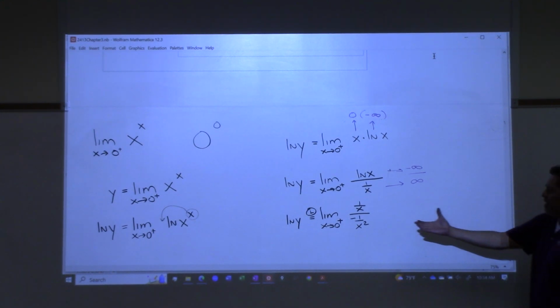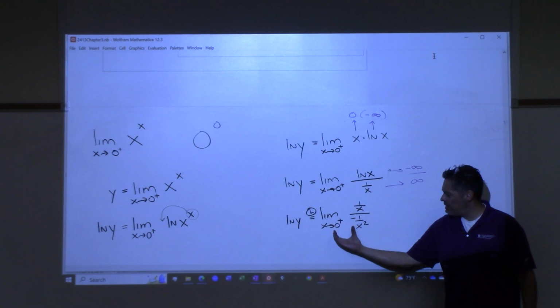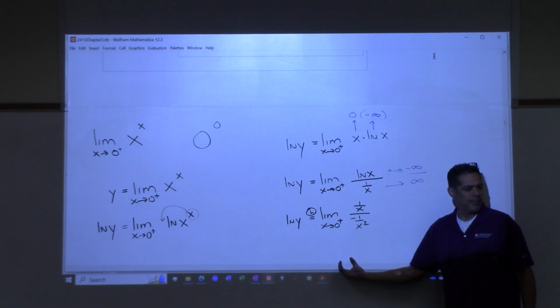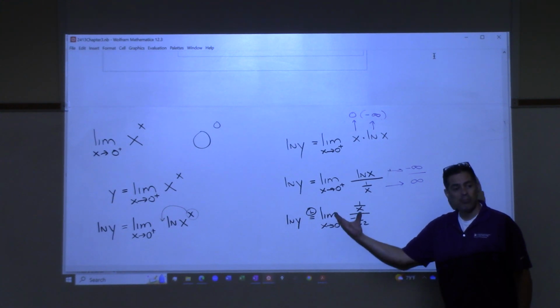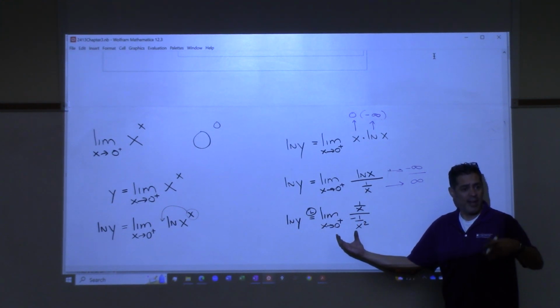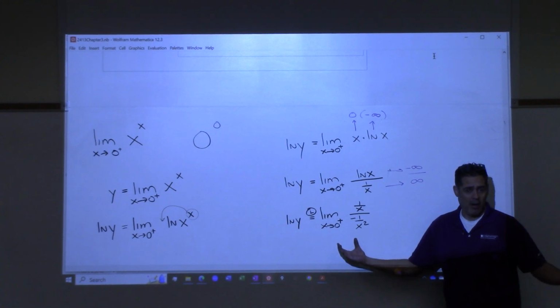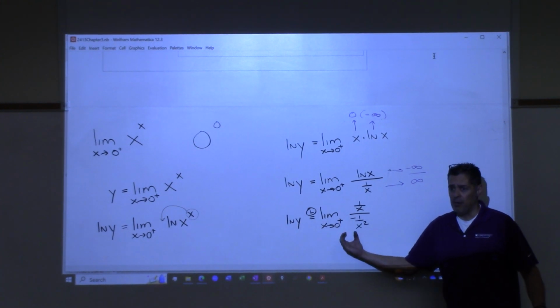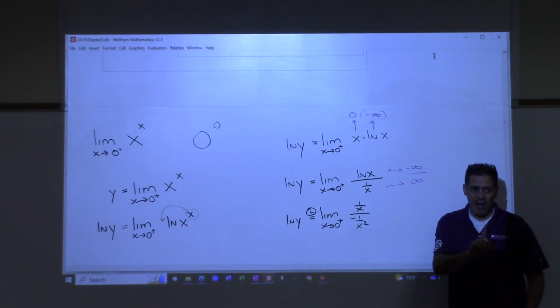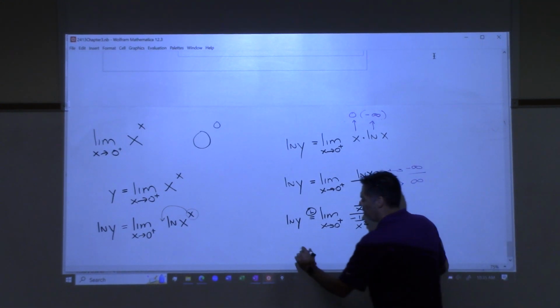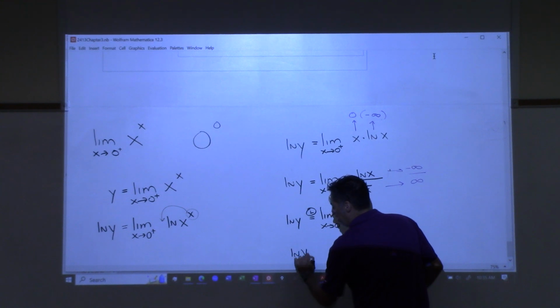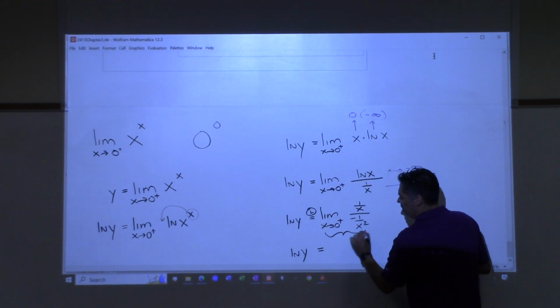What did this answer turn out to be? I think I've shown enough of the work. What did this answer turn out to be on the right-hand side? What did we get? X over negative 1. And then we took the limit and we got what answer? 0, right? So this side is 0, right? That's not our answer. What's our left side say? Natural log of y equals this right here becomes 0.